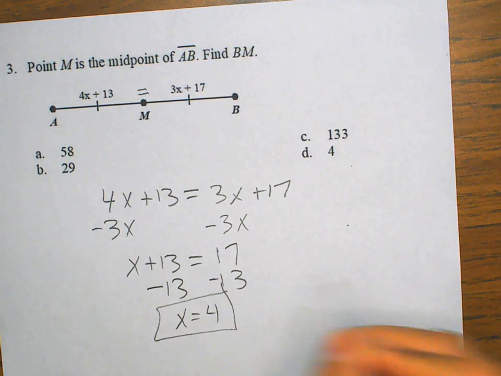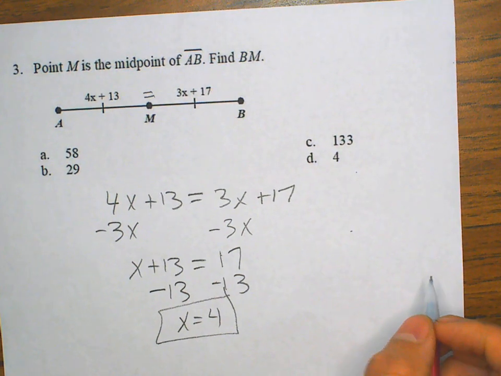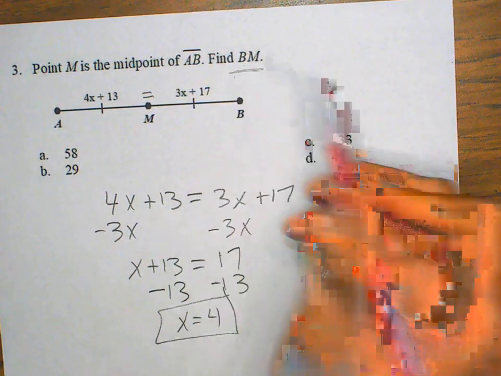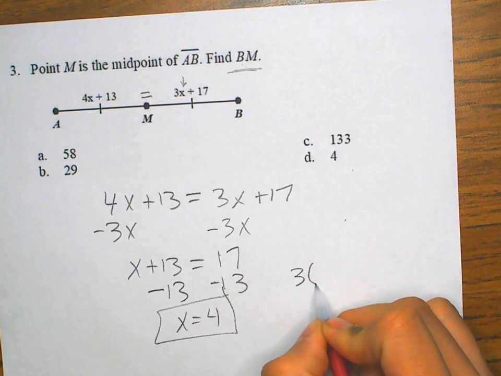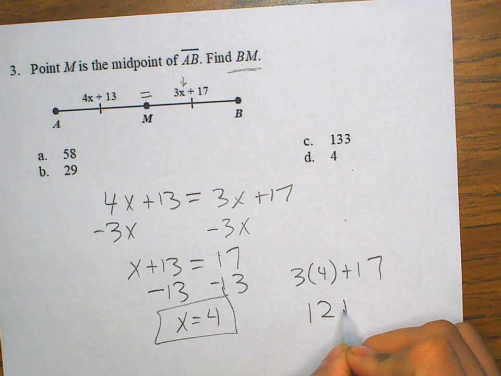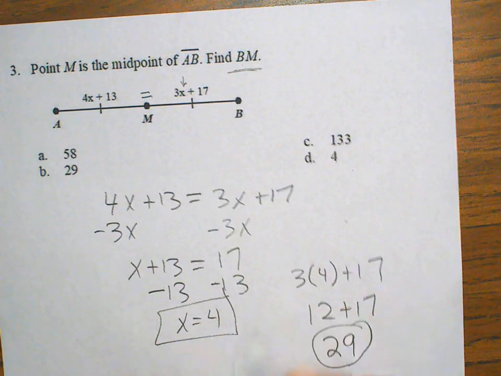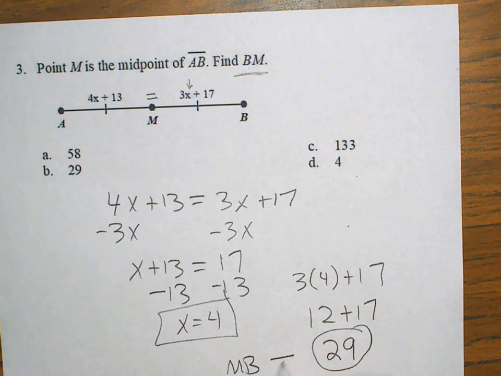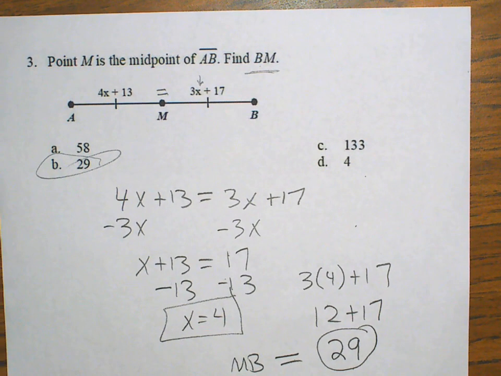Now, 4 is not the answer. What we need to do is go back and substitute that wherever we need to. The question is asking for BM, which means that I'm going to substitute it right there. So 3 times 4 plus 17 is 12 plus 17, which gives me a total of 29. So MB is going to equal 29, which in this case happens to be C.